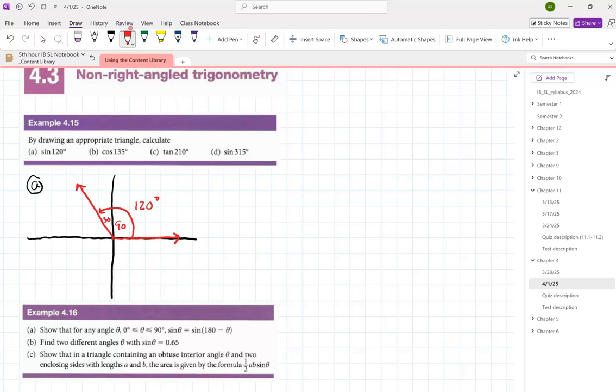Everybody feel good there? Now the triangle that we're going to make is always going to go down to the x-axis.